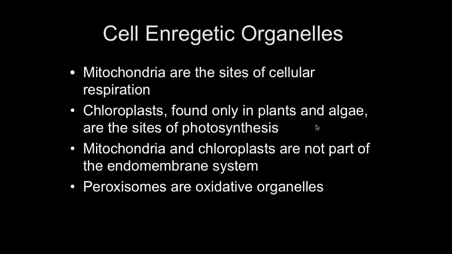Now something new: cell energetic organelles. This would include both the mitochondria, which is the site of cellular respiration, and the chloroplast, which is found only in plants and blue-green algae, because chloroplasts are the site of the process of photosynthesis. Mitochondria and chloroplasts are not part of the endomembrane system. We also have peroxisomes, which are oxidative organelles, and we'll look at each of those things.